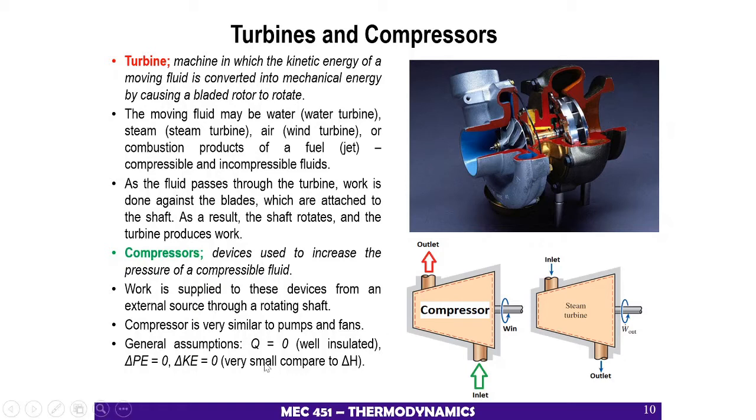So, the general assumption is Q is equal to 0. We call it well insulated. Also, potential and kinetic energy we assume negligible. Basically this is your compressor, this is your outlet, this is your inlet, and this is a steam turbine, this is the inlet, this is your outlet, and it produces work. For the compressor, we require work to move the shaft.